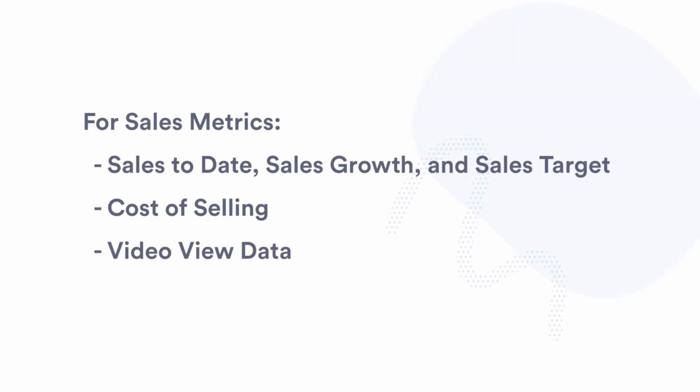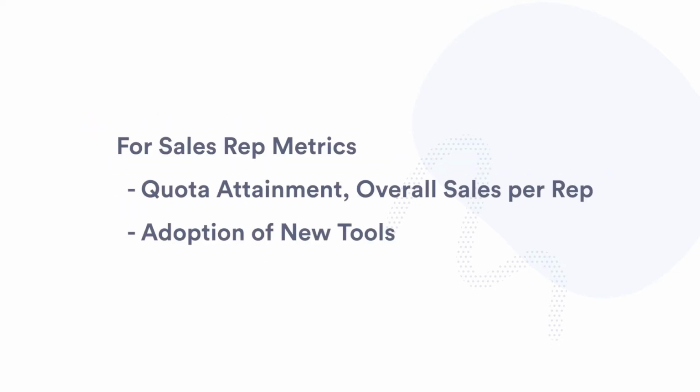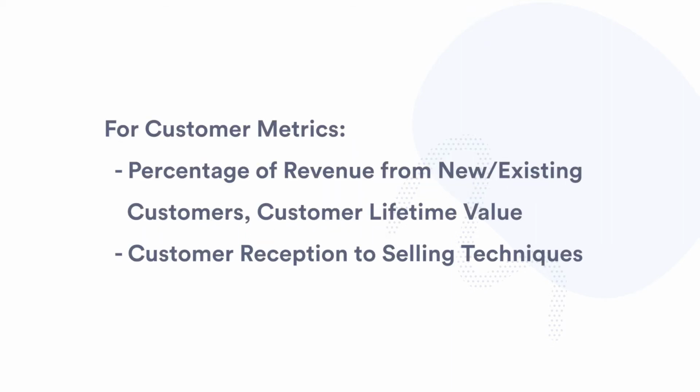Here's a great list of some sales, rep, and customer metrics that are worth tracking. For sales metrics, you want to track sales to date, sales growth, and sales target, as well as cost of selling and video view data. For sales rep metrics, you might want to track quota attainment or overall sales per rep, as well as adoption of new sales tools. For customer metrics, let's track percentage of revenue from new and existing customers, customer lifetime value, as well as customer reception to selling techniques.